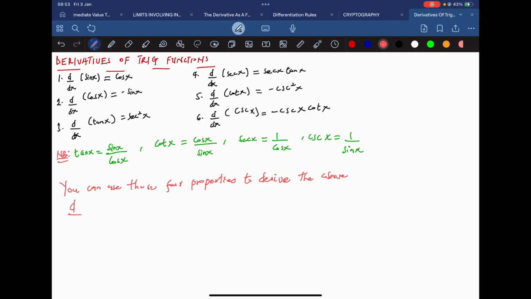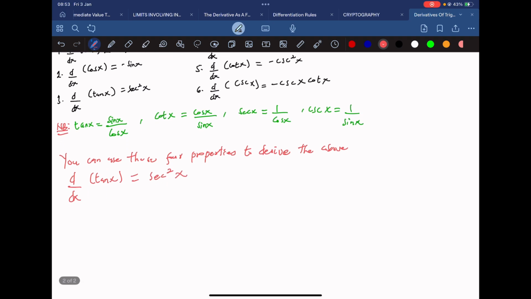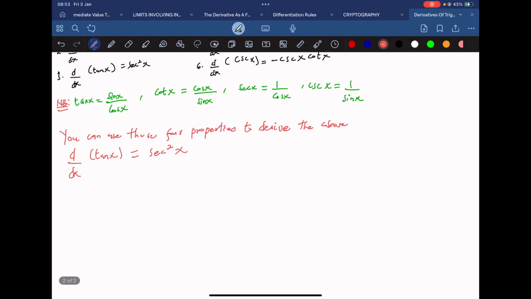d/dx of tan x is equal to secant squared of x. But how did we get secant squared? Note that tan x is the same as sine of x over cosine of x. Now remember, we can use the quotient rule to differentiate this.